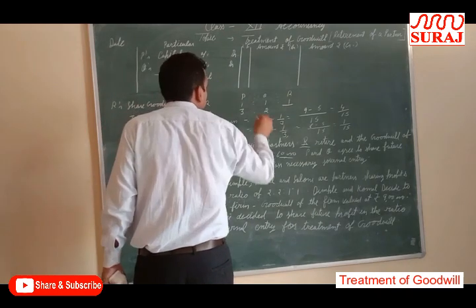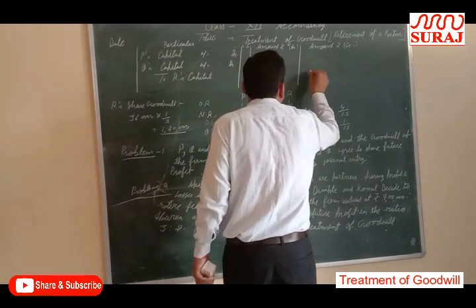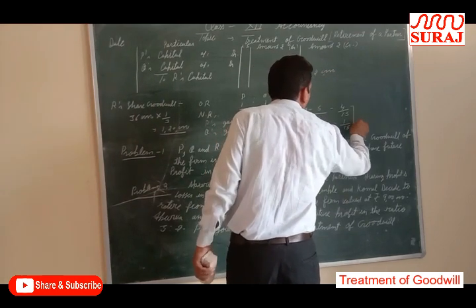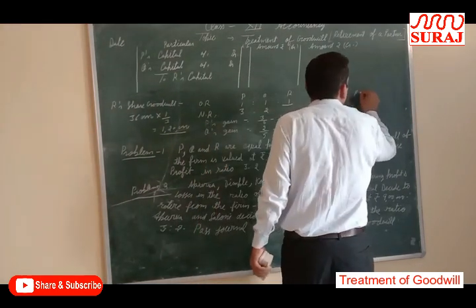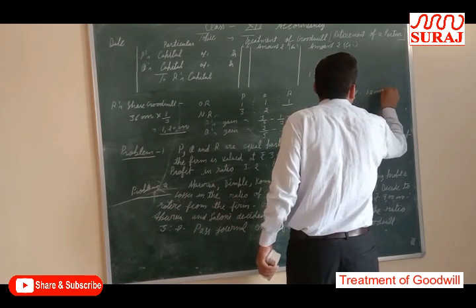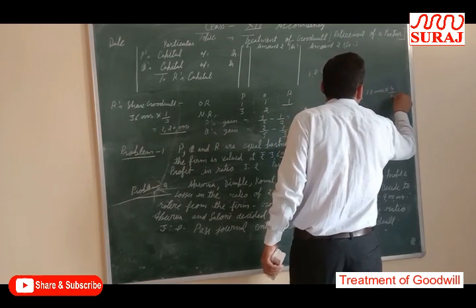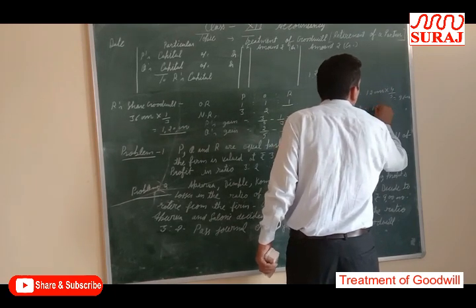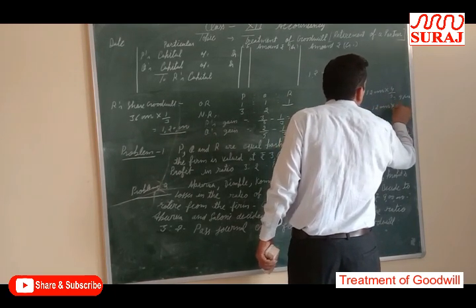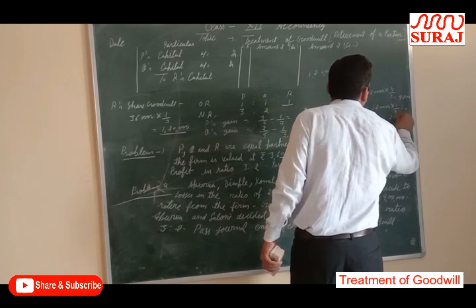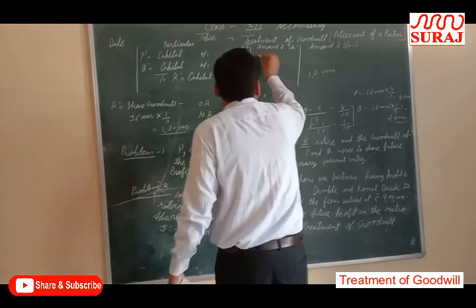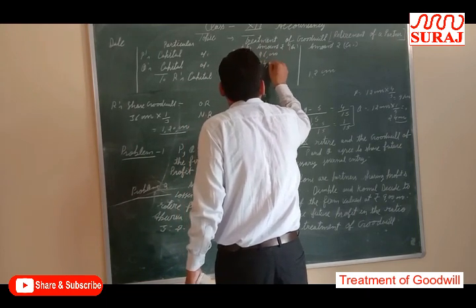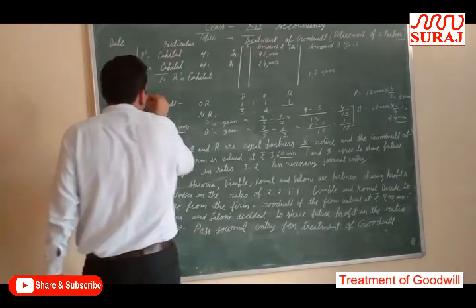R's share of goodwill is 1,20,000. Distributing in the gain ratio, that is 4:1. P's share: 120 into 4/5, result 96,000. Q's share: 120 into 1/5, result 24,000. Your entry will be: P debit 96,000 and Q debit 24,000.